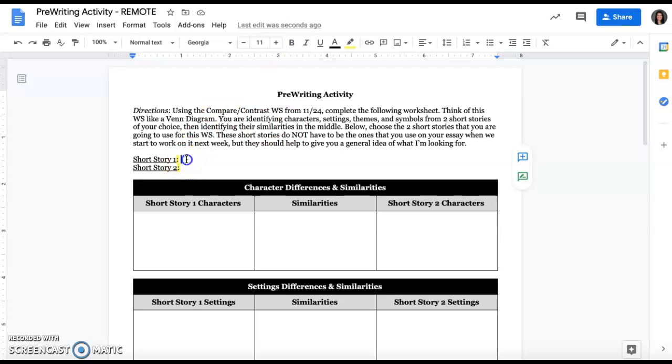So for this, I'm going to choose The Lottery and The Most Dangerous Game. Keep in mind these short stories do not have to be the ones used on your essay when we start to work on it next week, but they should help to give you a general idea of what I'm looking for. So, short story 1 is The Lottery, short story 2 is The Most Dangerous Game.